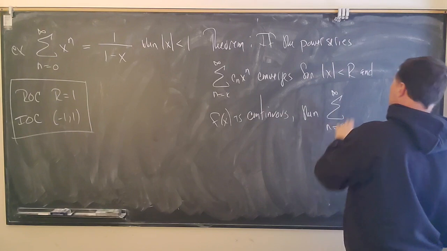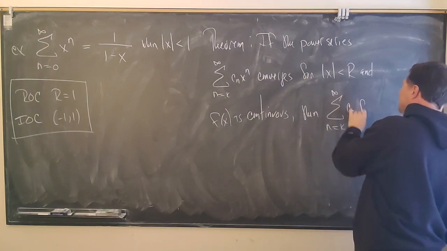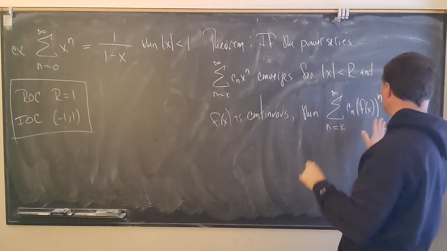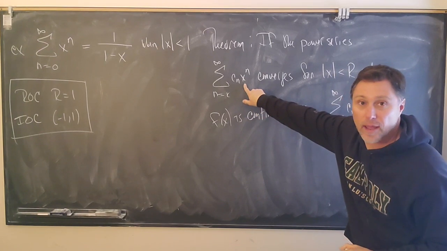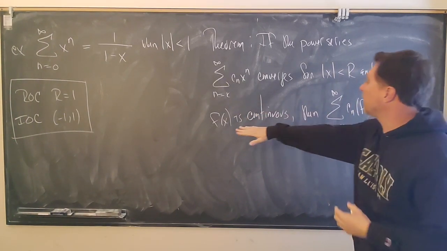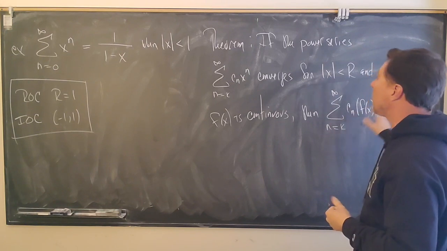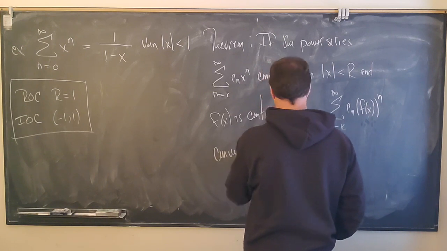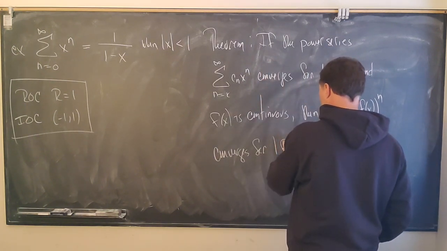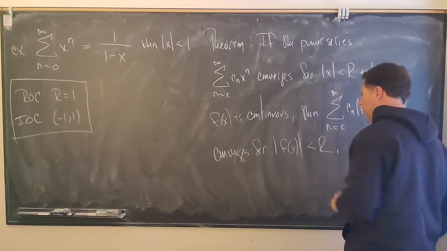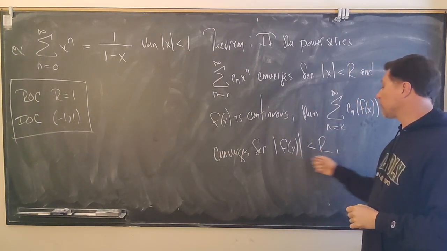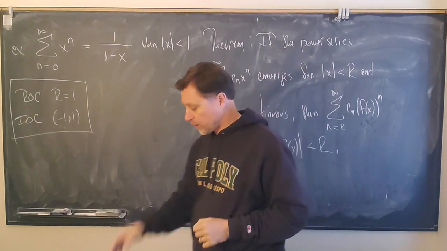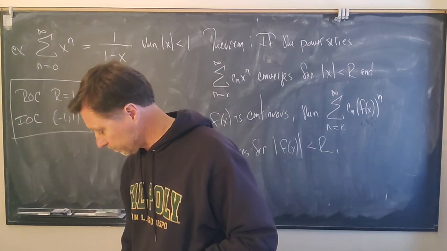a related power series, the power series that we get by substituting f of x in place of x. Notice all I've done here is take the function f of x and plug it in for x. It turns out if you take a continuous function and substitute it into a power series, it will converge for any x where the absolute value of f of x is less than r. So when you substitute, it's going to change the radius of convergence, but the result of substituting a continuous function is a convergent power series.